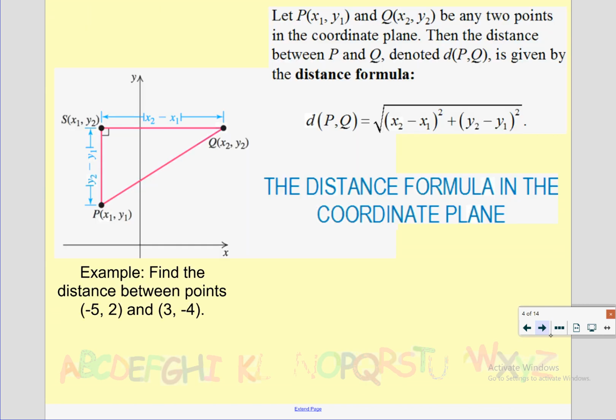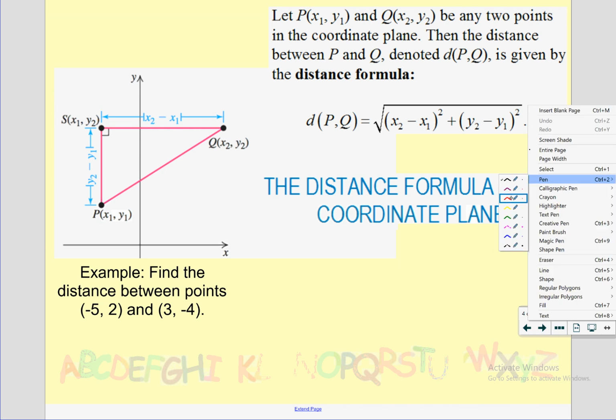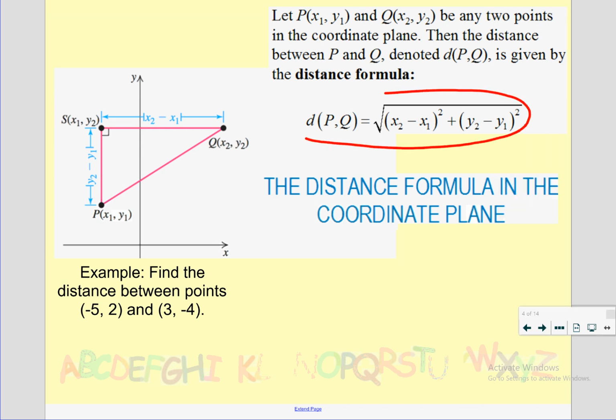So we're going to skip that. We'll come back to that one. We're going to have 2 major formulas in this section. The first is the distance formula. So I want you to write that down. I'll circle it for you right here.